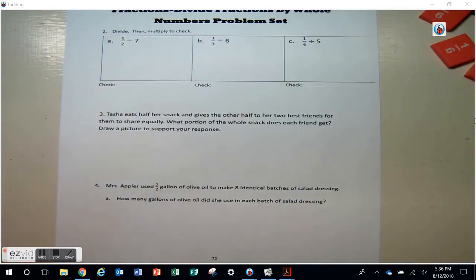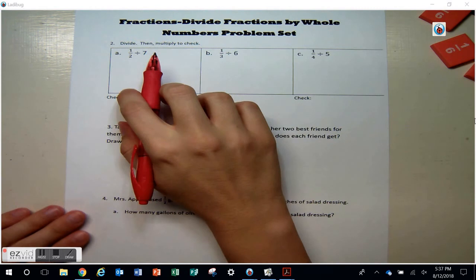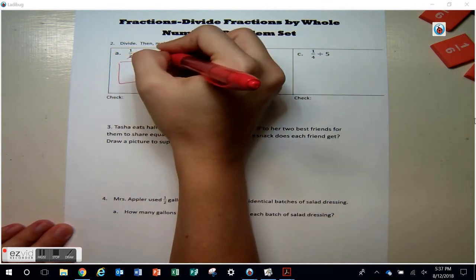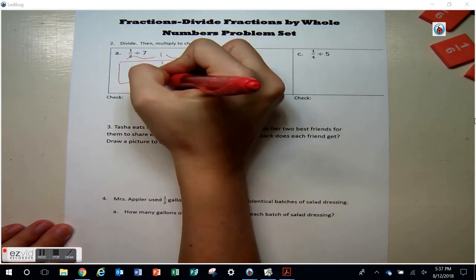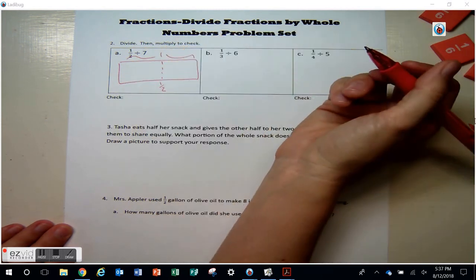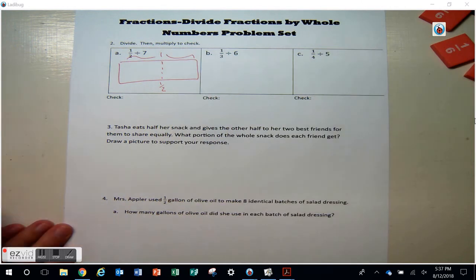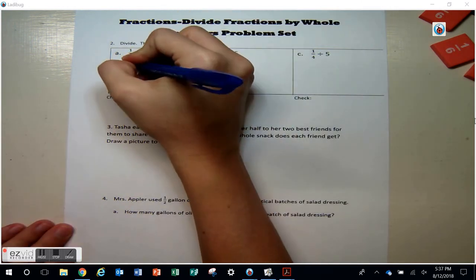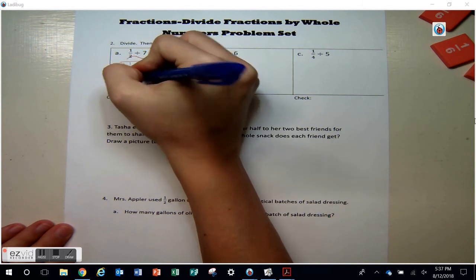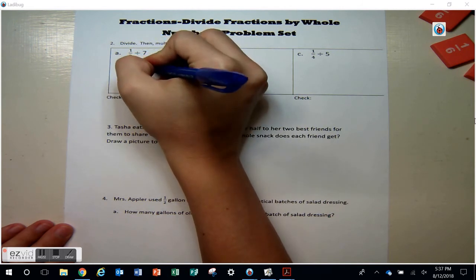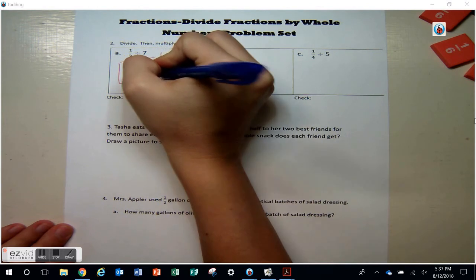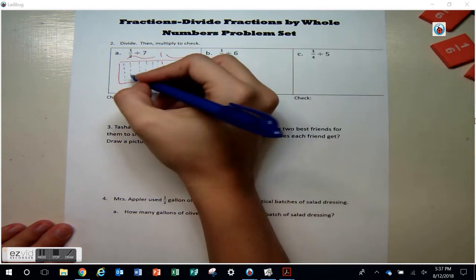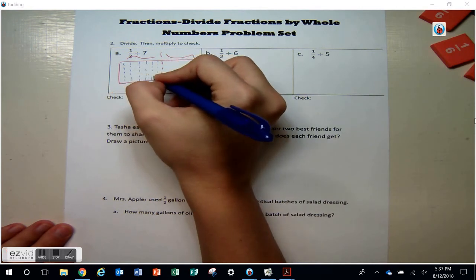Next page of our problem set, divide then multiply to check. So I'm going to start with my whole. I'm going to show my 1/2, and I'm splitting that 1/2 into 7 groups. 1, 2, 3, 4, 5, 6, 7. I want to know how much is in each group.